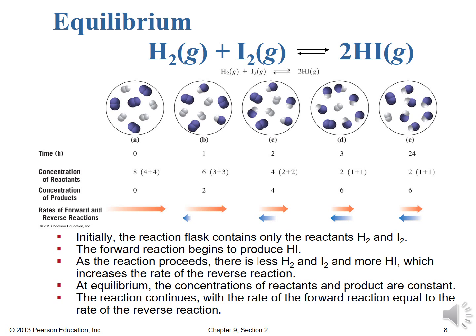At 24 hours in E, at 24 days, if we could map that, we would see we still have the H2 and the I2. There's still some that could react that doesn't, because while that's reacting in the forward direction, we have at the exact same rate HI decomposing in the reverse direction. So that's why we end up still having some reactant and products at our final equilibrium, because we've achieved equal rates of forward and reverse reactions.